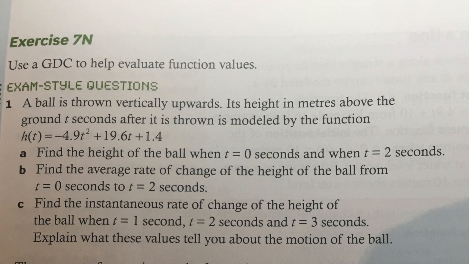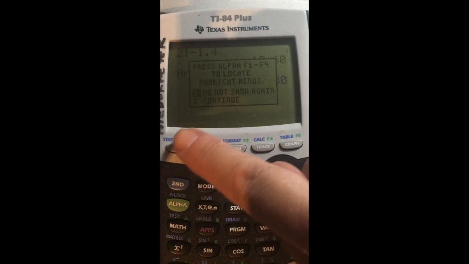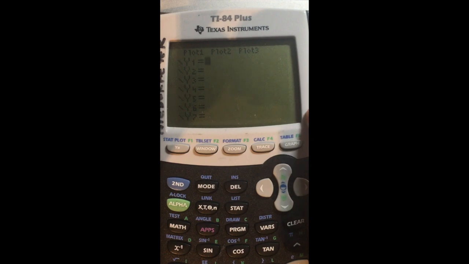It's really important that you can do these rates of change questions on your calculator. So I'm going to show you how to do this particular one on the TI-84. First of all, I'm going to enter the first equation, which models the height of the ball being thrown.